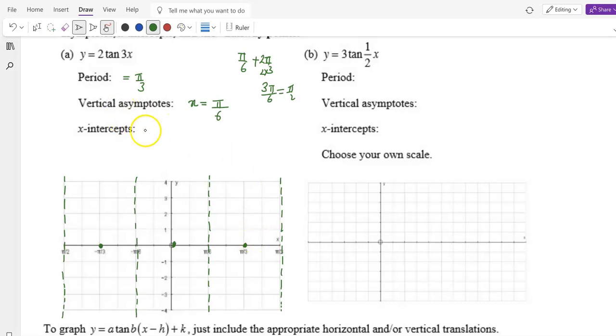Now listen. Your x intercepts are what? Minus pi by 3, 0, pi by 3. Now what do you do? Take the midpoint of this with a. What is your a? a is 2, so the midpoint of this is 2 and the midpoint of this is minus 2.